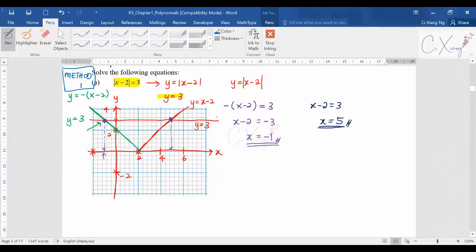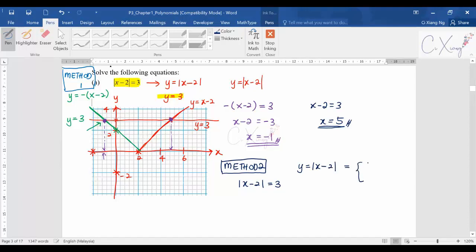Then now we proceed to method number 2. Assume that you forget all this method here. Method number 2 is using the non-modulus form. My original equation is modulus x minus 2 equals 3. Do you still remember that we learned how to write the non-modulus form in the previous video?